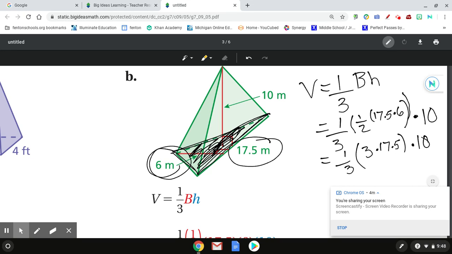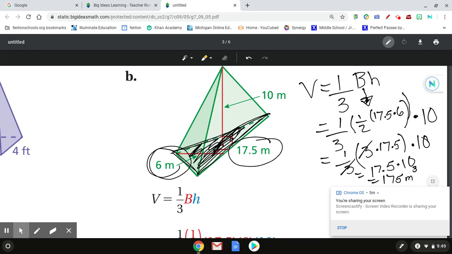So I'm going to rewrite this so that this goes away. Then we have 17.5 times 10, and that would be 175, and it's meters cubed. Okay, so just to go over this again, the area of the base is here.